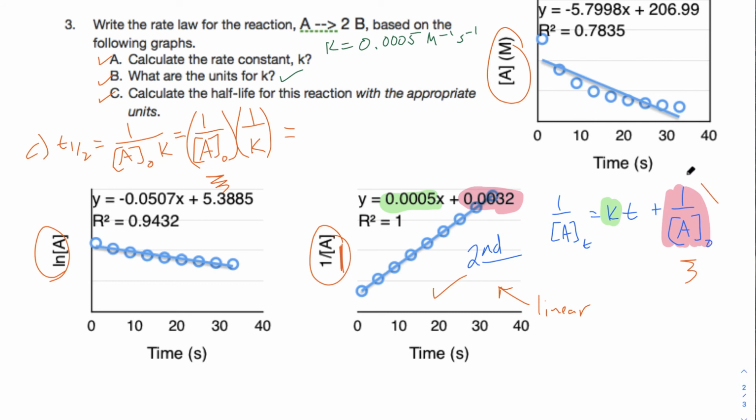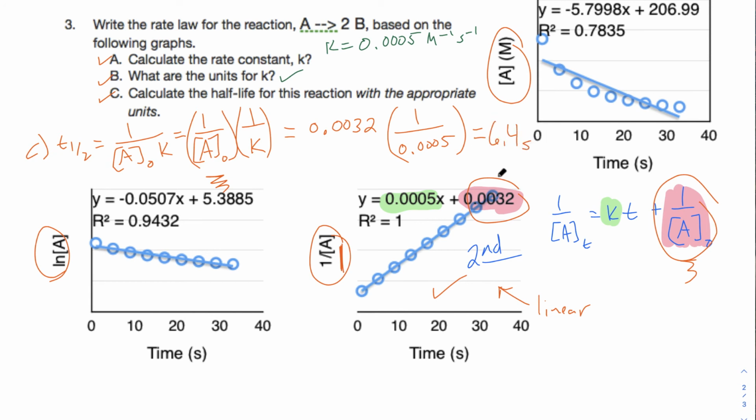I mean, if I know the inverse of A naught is that value, then I could just simply plug it in. And then 1 divided by the K value, which is 5 times 10 to the minus 4. And if I then basically take 0.0032 divided by that value, I get 6.4 seconds.